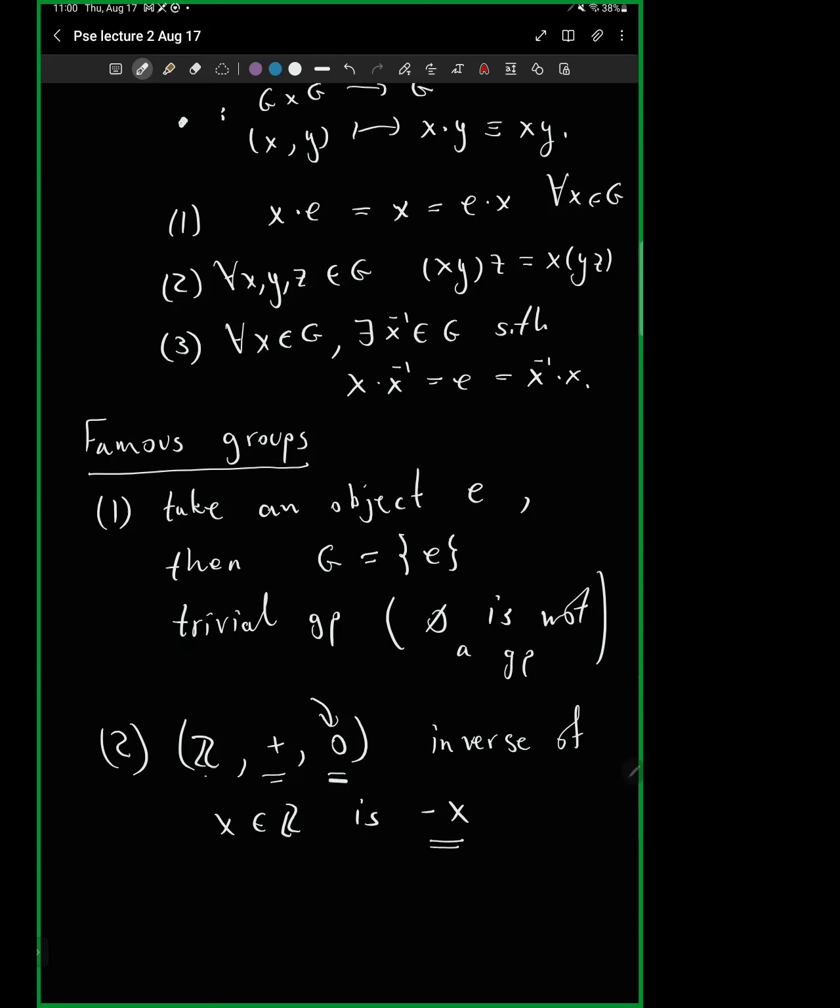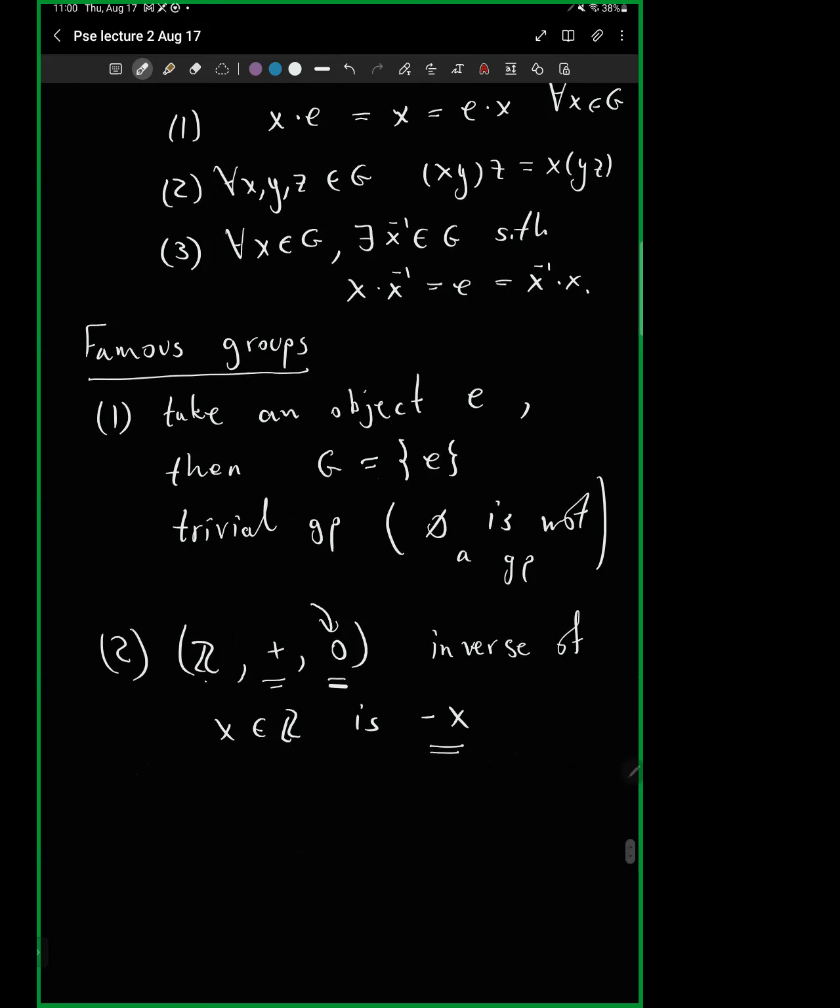Now, note, now I take the natural numbers. It has addition, and it has an element. Let's say I take the natural numbers with 0, and I take addition, and I treat 0 as the neutral element. This is not a group.